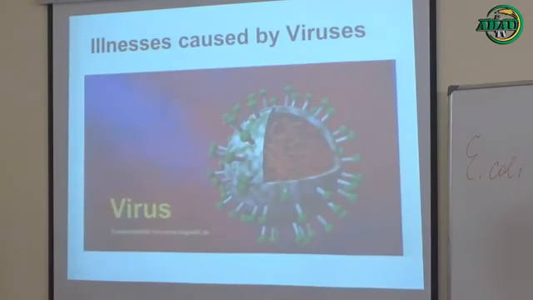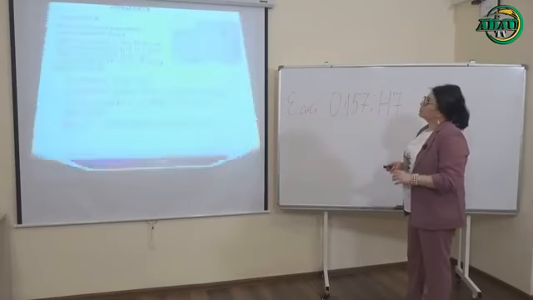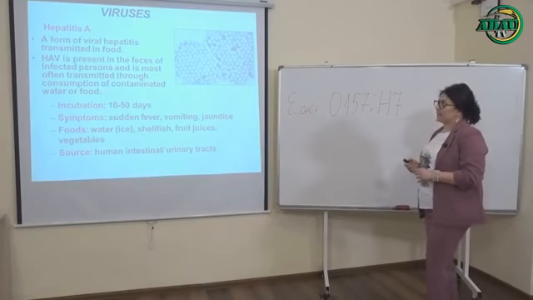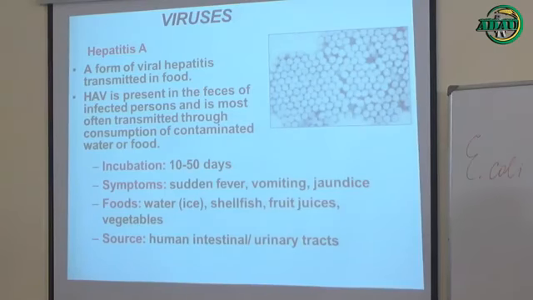So the other moment is illnesses caused by viruses. Hepatitis A, a form of viral hepatitis transmitted in food. Incubation can be from 10 to 50 days. From the name of this disease, you can see that hepatitis can directly influence the liver. That's why this disease is really very dangerous for human health. So, symptoms, how it can occur: sudden fever, vomiting, etc.